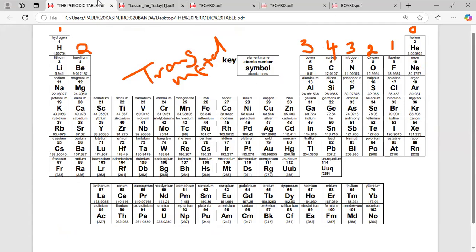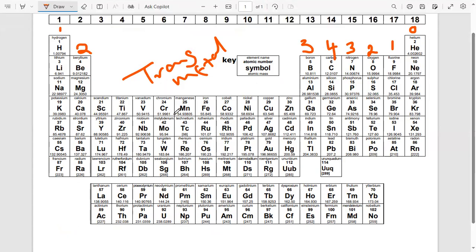Okay. Huh? I can't see it. Yeah, just here, the transition metals. Okay, so this is the manganese, yes. So manganese has what charge?